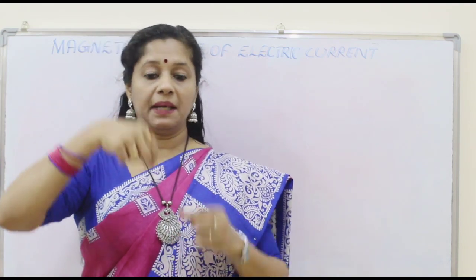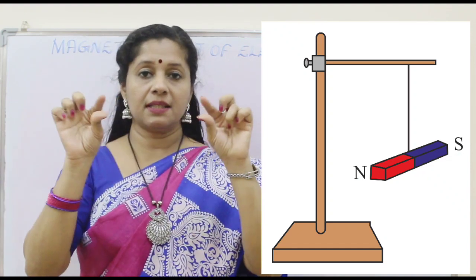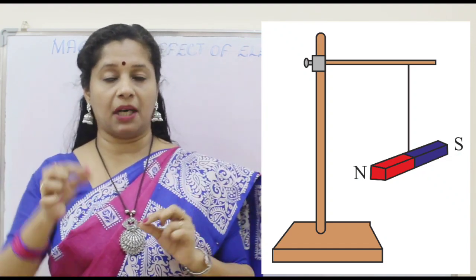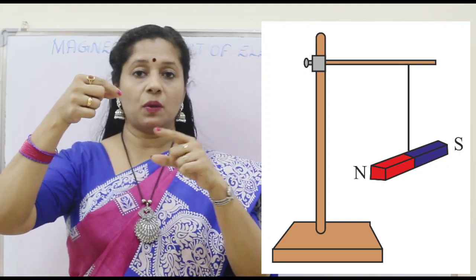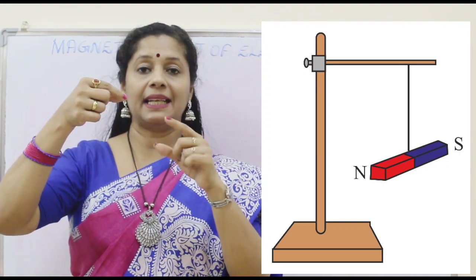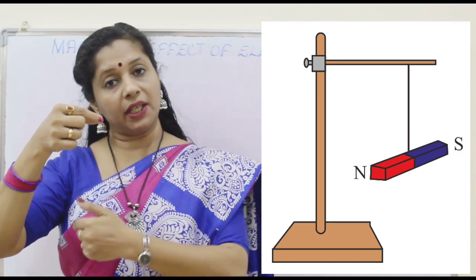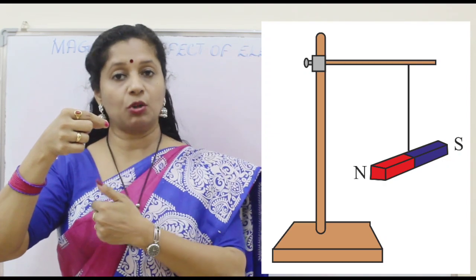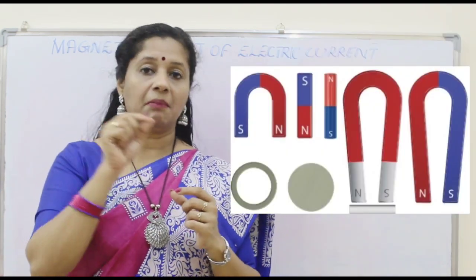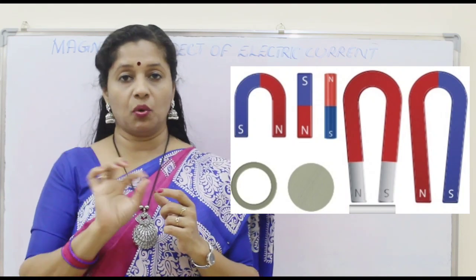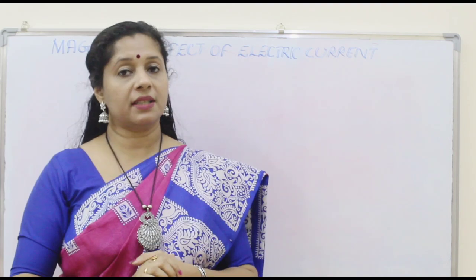That is, if you simply tie a string and hang a bar magnet, a magnet in the shape of a bar, it will point towards the north pole of the earth. That end is the north pole of the magnet, whereas the end which is pointing towards the south of the earth will be the south pole of the magnet. Most magnets are marked with the north and south poles. So here we know that like poles repel and unlike poles attract.